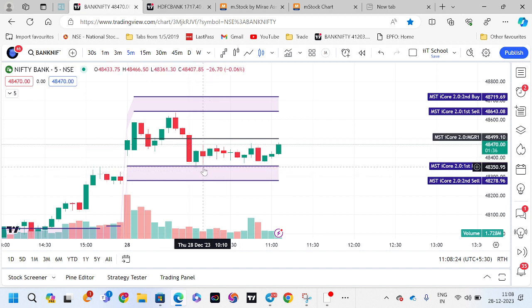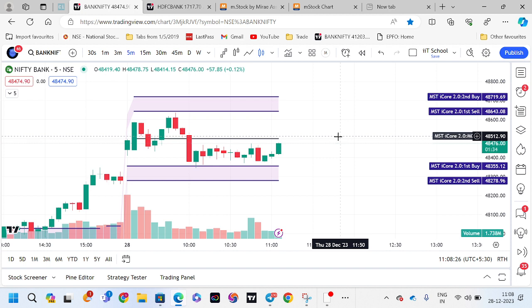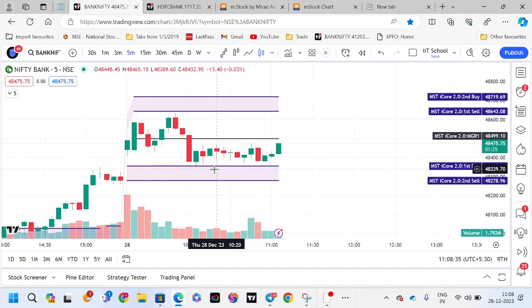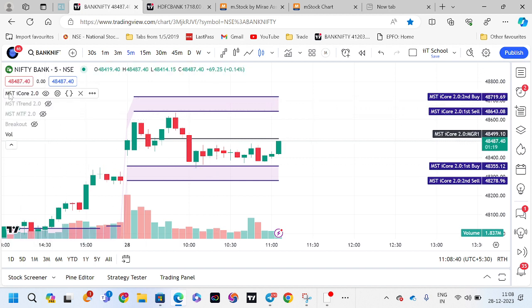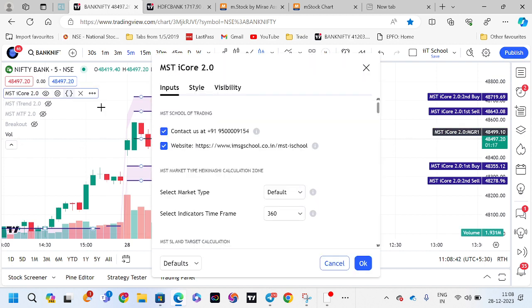Now we can take 48,300 minus 200. 48,300 is the entry point and the 48,100 call option is our ITM 200 value for option buying. So now what I have done is, come to the settings here.